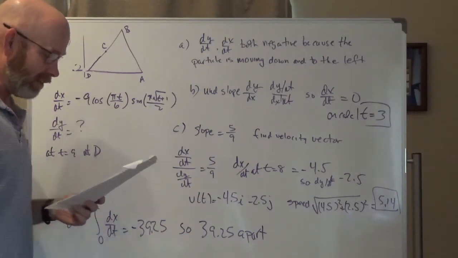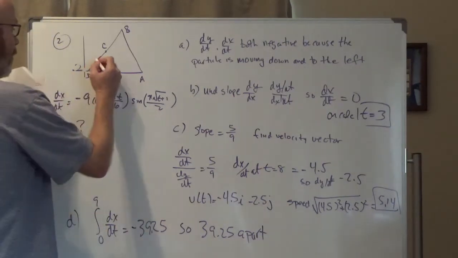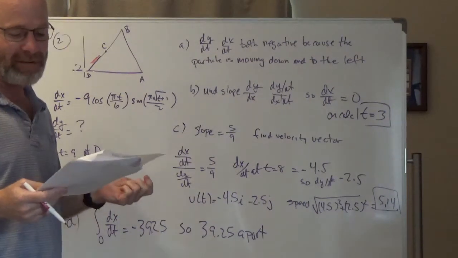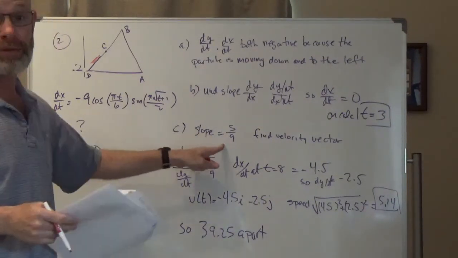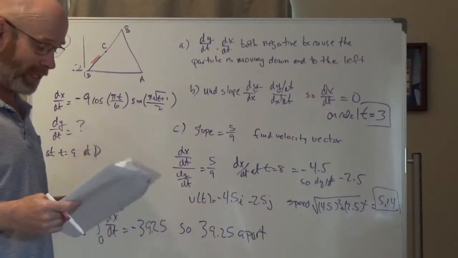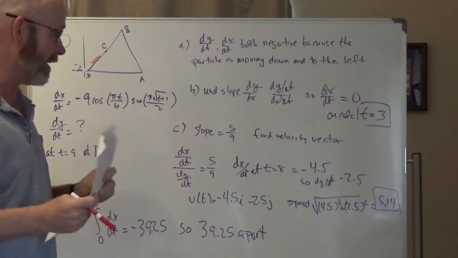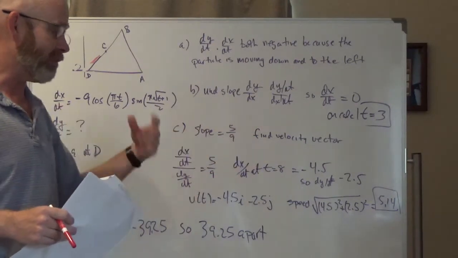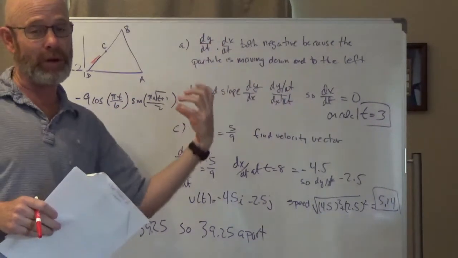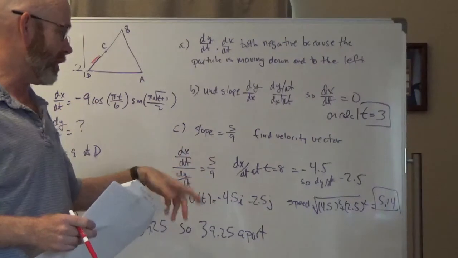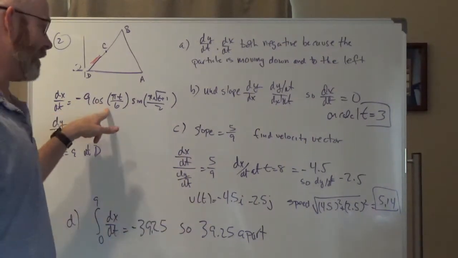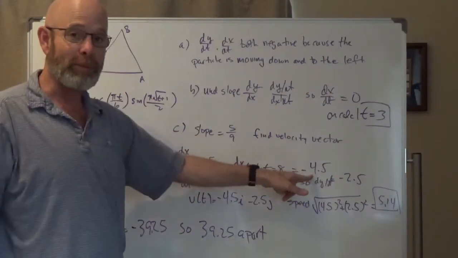Question C says the line tangent at time 8, somewhere over here, has an equation y = 5/9 x minus 2. What's important about it is the slope is 5/9. Excuse me. Then it says find the velocity vector and the speed. To find the velocity vector is x prime i plus y prime j. You need x prime, you need y prime. So x prime is really easy to find. It's at time equals 8, so I just put 8 into this, and I got out negative 4.5.